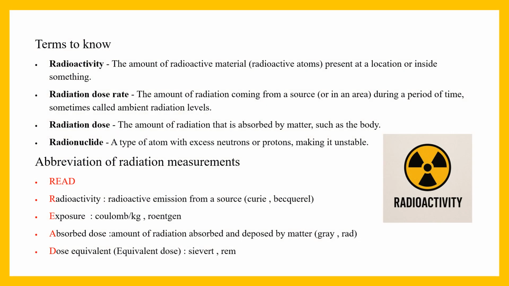Terms to know. Radioactivity: the amount of radioactive material, radioactive atoms, present at a location or inside something. Radiation dose rate: the amount of radiation coming from a source, or in an area, during a period of time, sometimes called ambient radiation levels. Radiation dose: the amount of radiation that is absorbed by matter, such as the body. Radionuclide: a type of atom with excess neutrons or protons, making it unstable.